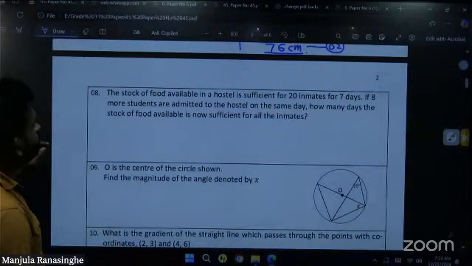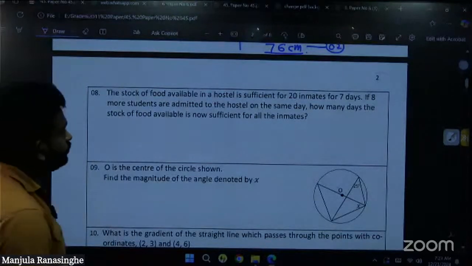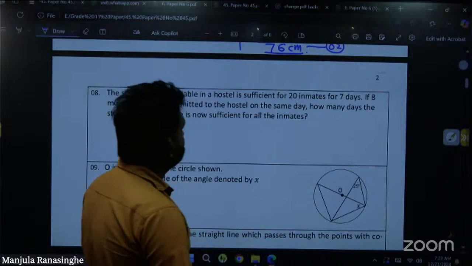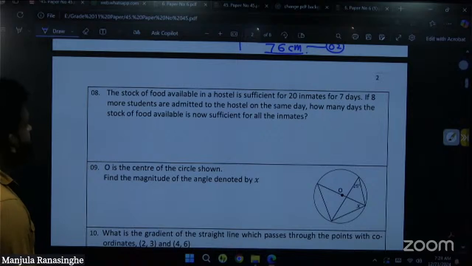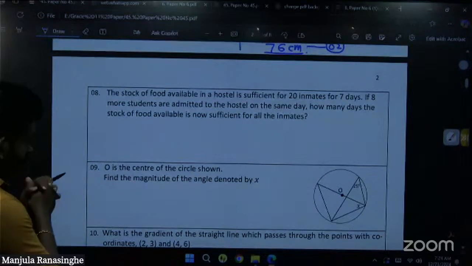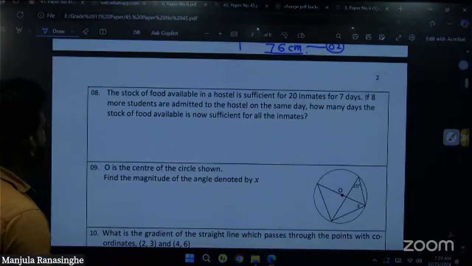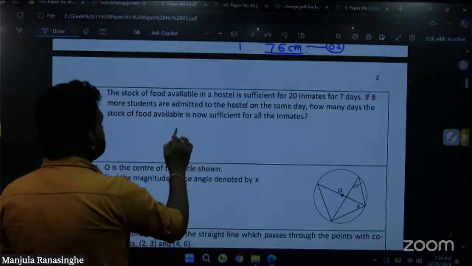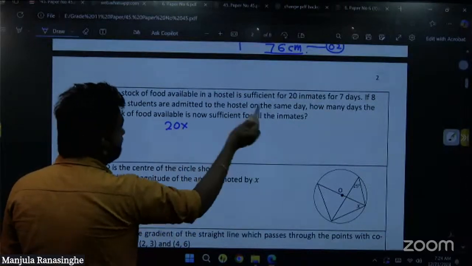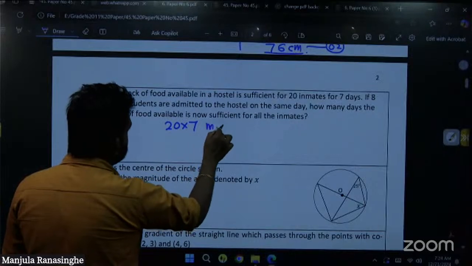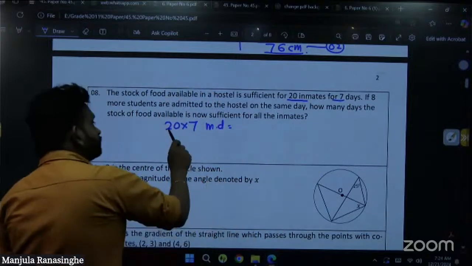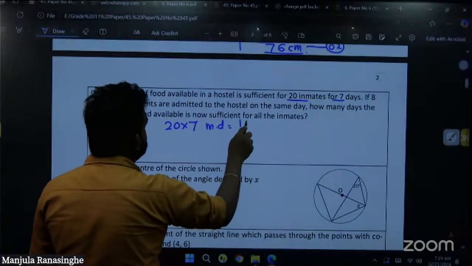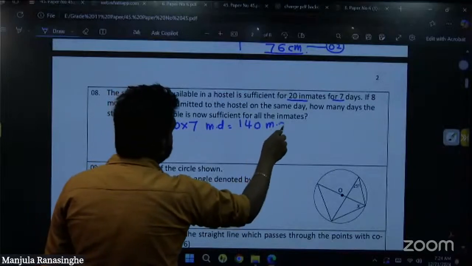The stock of food available in the hostel is sufficient for 20 mates for 7 days. If 8 more students are admitted to the hostel on the same day, how many days is the stock of food now sufficient for all the mates? Now check, 20 into 7, how many mate days? The food is sufficient for 20 mates for 7 days. 20 into 7 comes to 140 mate days.